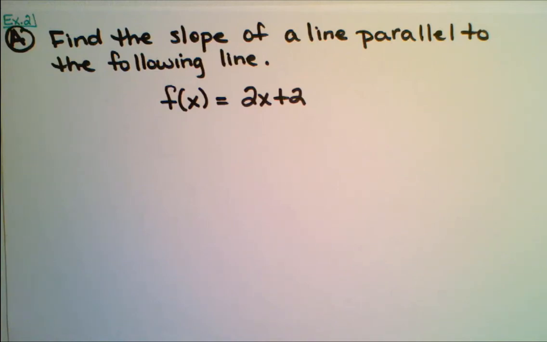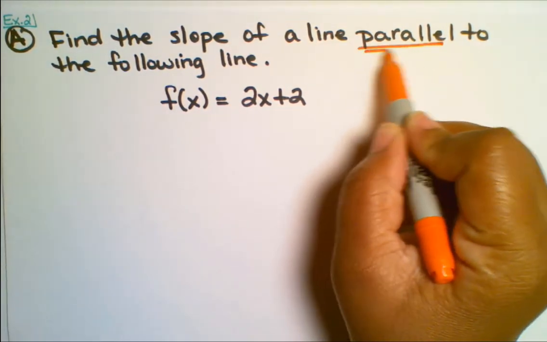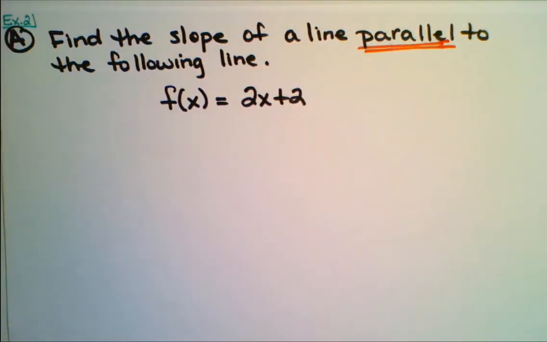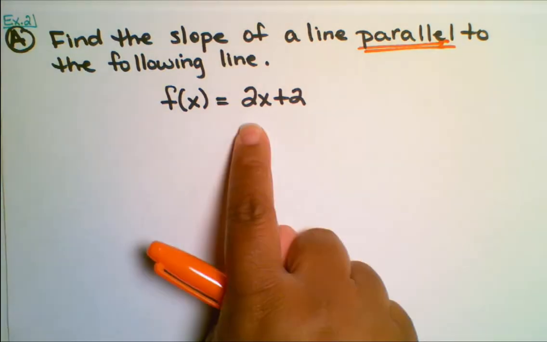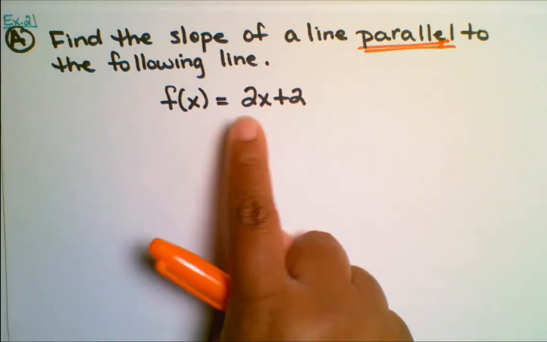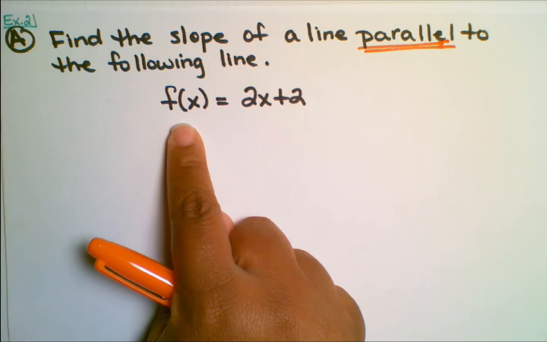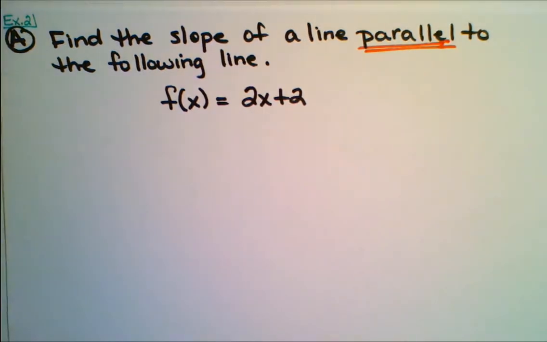Example 2a. Find the slope of a line parallel to the following line. So now we want to find, let's say that we have a second line and we want that second line to be parallel to this original equation. So here we have f of x is equal to 2x plus 2.